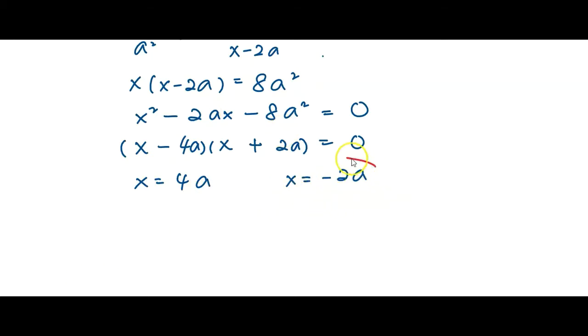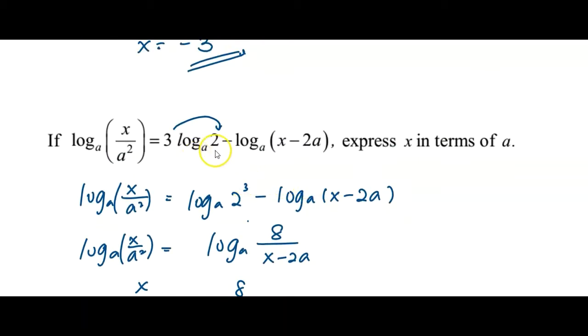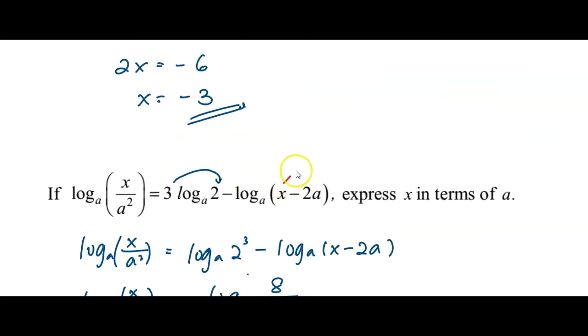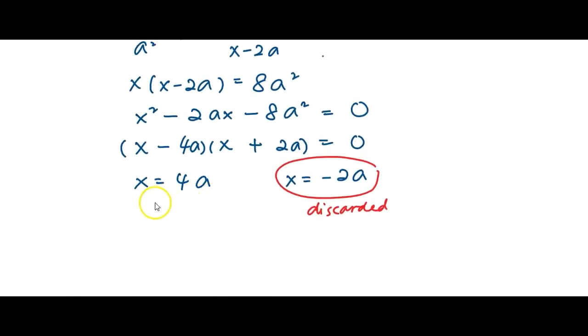And we're not going to accept this answer because we know that a has to be positive, because a is the base of the log. If negative 2 is multiplied by a, it will produce a negative value. So when x equals negative 2a, we substitute it into one of the terms of the log. This becomes a negative 4a, and log does not allow any negative number here. So we're going to discard x equals negative 2a and only accept x equals 4a.